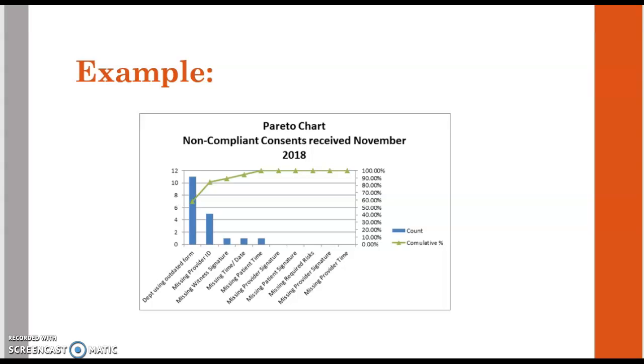My top offenders for this month were outdated forms and missing provider ID number, and they accounted for most of my fallouts. So in this particular case, 20% of the inputs accounted for around 84% of all my non-compliant consents. So for this month, Pareto's principle, the 80-20 rule, was almost spot on.